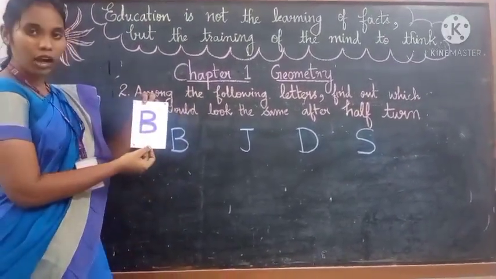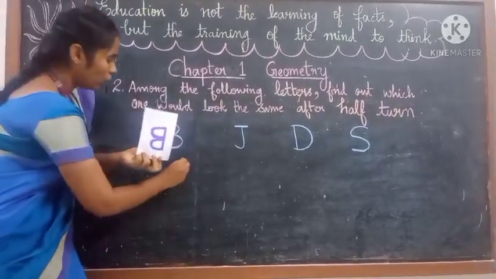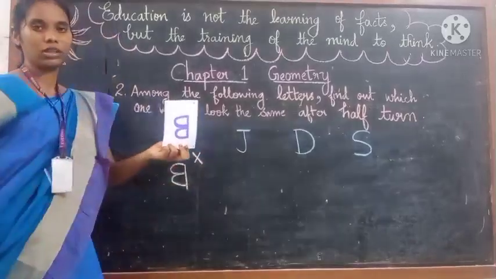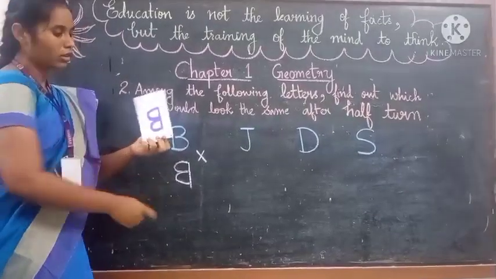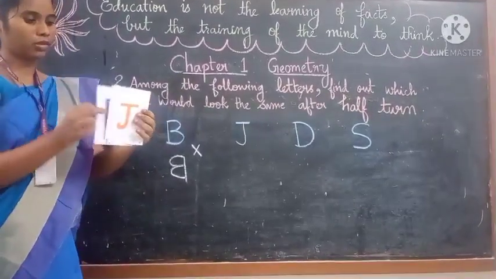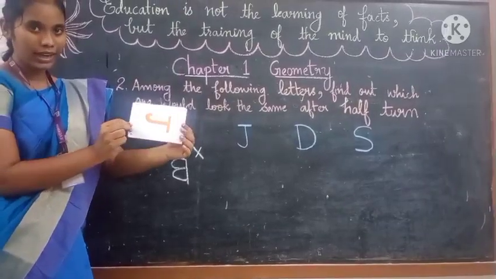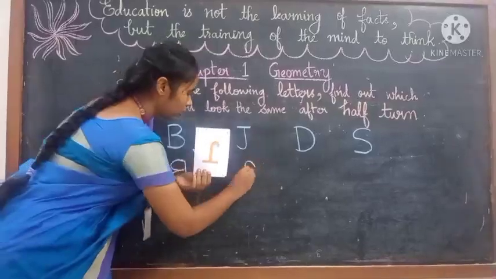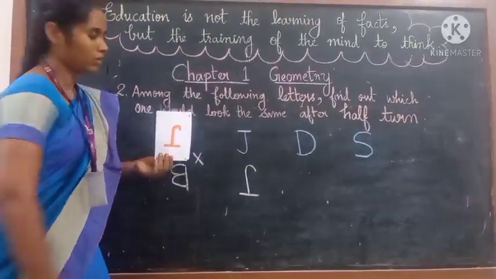Now for these letters we are going to try. First B. When we do half turn, 1, twice, how it looks like? Inverted B. So it is wrong. It doesn't look like the same B. It is like inverted. Next J. When we try J, this is quarter turn. And again when we twist the paper, it is half turn. How it is coming? Like this. So this image is not same. So wrong.